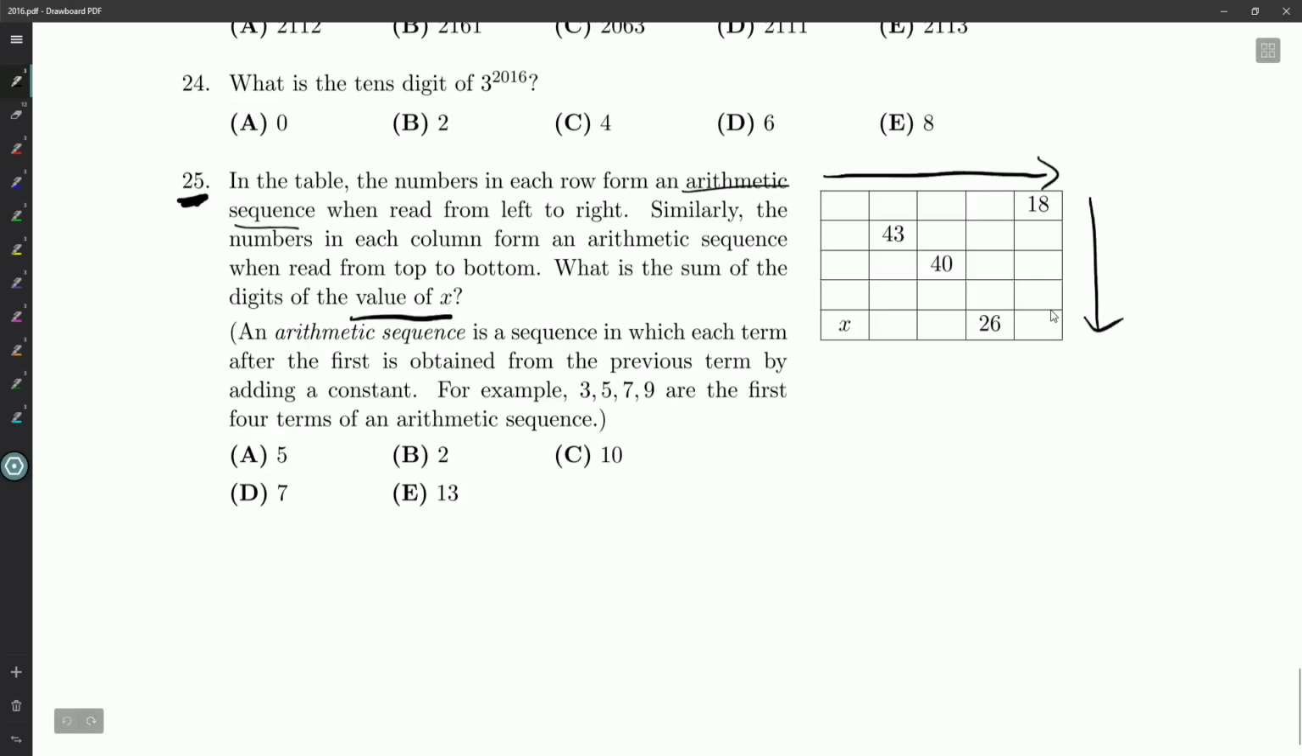Okay. An arithmetic sequence, just in case you don't know, is a sequence in which each term after the first is obtained from the previous term by adding a constant. For example, 3, 5, 7, 9 are the first four terms of an arithmetic sequence. So in this top row here, we could have 10, 12, 14, 16. Each one of these differs by 2. You don't have to have that. Of course, we could get something else.